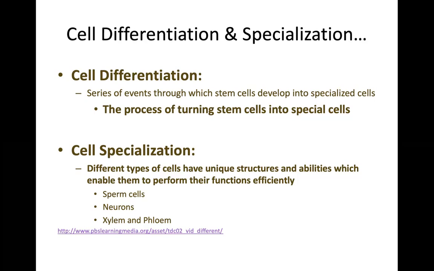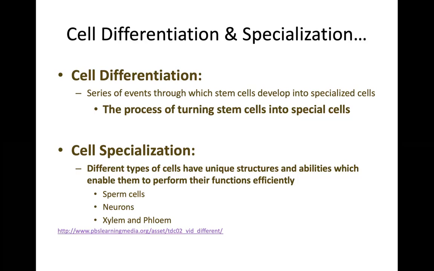So cell differentiation is a series of events through which stem cells develop into a specialized cell. Okay, so this is the process of turning stem cells into a special cell. So what do we say stem cells can turn into? Specialized cells? Like what are they? Oh, a muscle cell, fat cell. Anything. So they can turn into any type of cell, right?